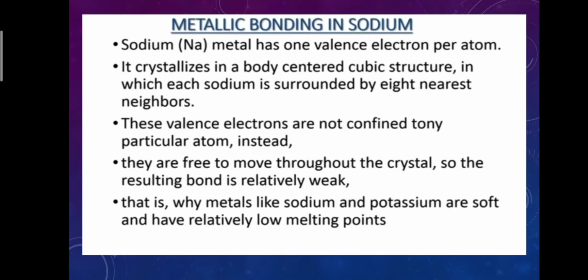Now, metallic bonding. Sodium metal has one valence electron per atom. It crystallizes in a body centered cubic structure in which each sodium is surrounded by 8 nearest neighbors. These valence electrons are not confined to any particular atom. Instead, they are free to move throughout the crystal, so the resulting bond is relatively weak. That is why metals like sodium and potassium are soft and have relatively low melting point.